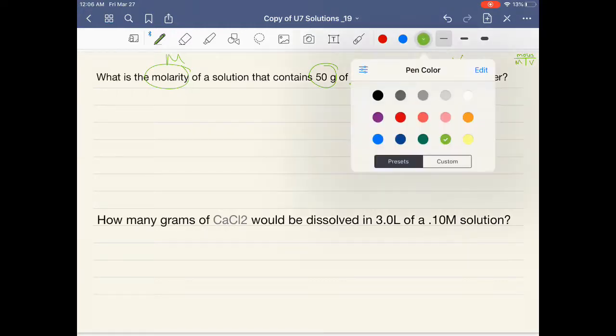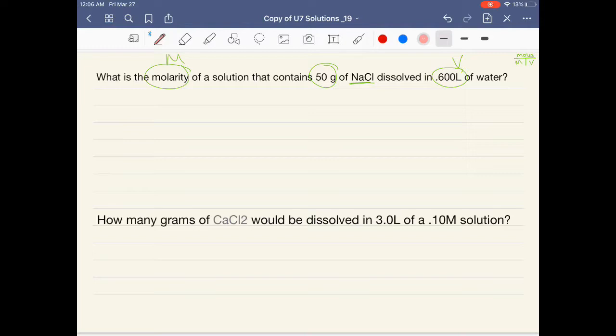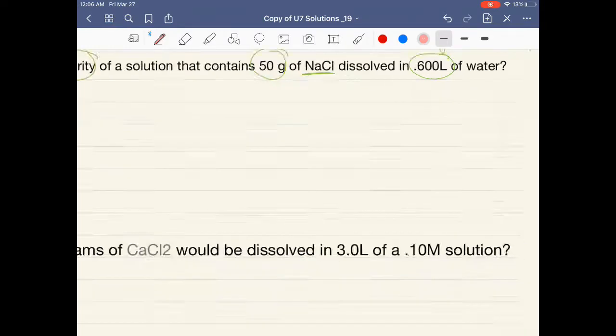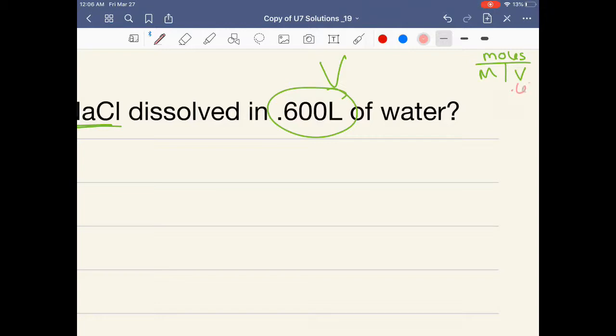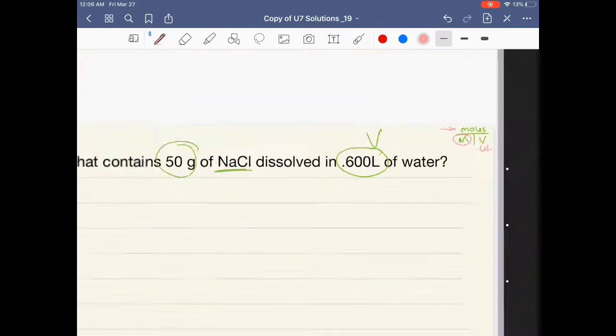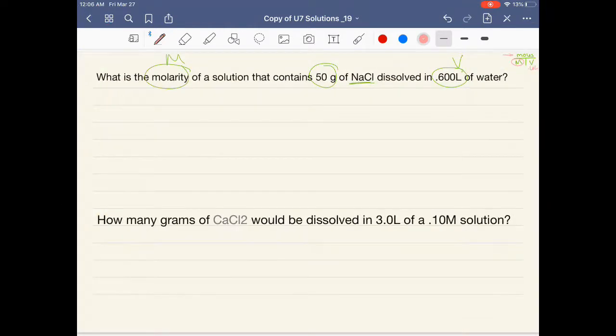So if we look back over at this triangle, they have given me volume. My volume is 0.6 liters. And I want to find molarity. Therefore, I need moles in order to solve for molarity. But I don't have moles. What do I have?